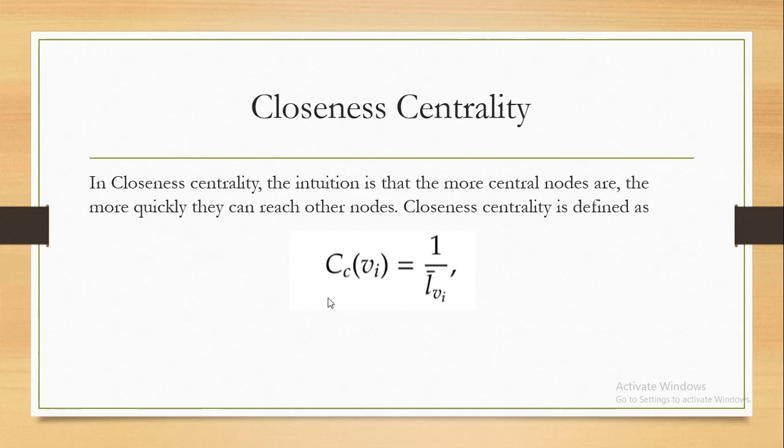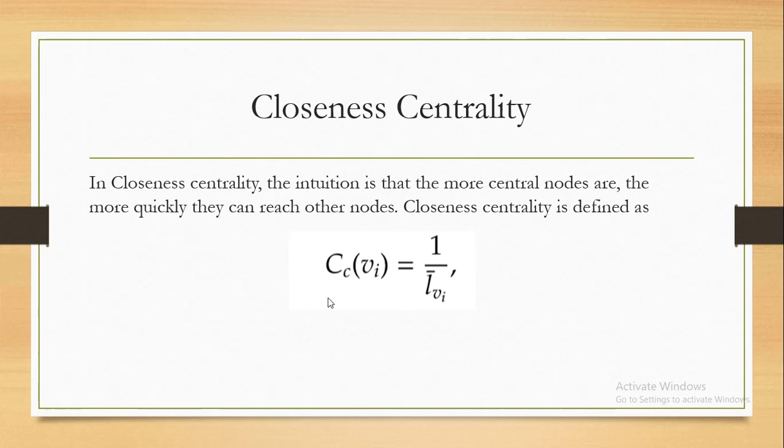This is also a different approach. In closeness centrality, the intuition is that the more central nodes are, the more quickly they can reach other nodes. Formally, these nodes should have a smaller average shortest path length to other nodes. So closeness centrality is defined as Cc of Vi equals 1 upon L of Vi, where L of Vi is node Vi's average shortest path length to other nodes.